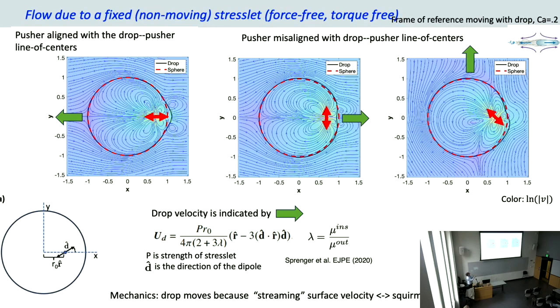And if it is in the general direction, it moves in... Generally the droplet direction is misaligned with the direction of the Stokeslet. So why does the droplet move? There is no force.